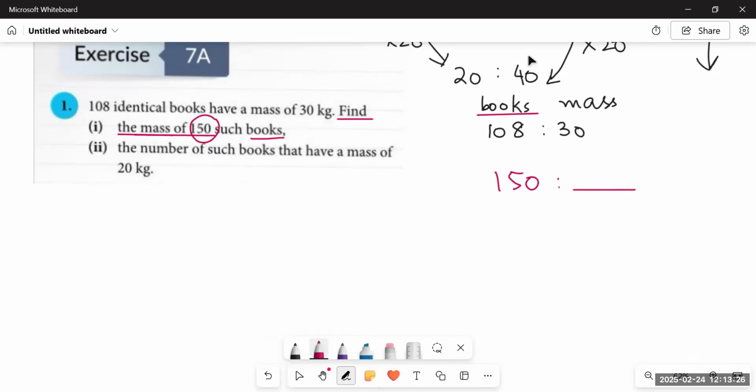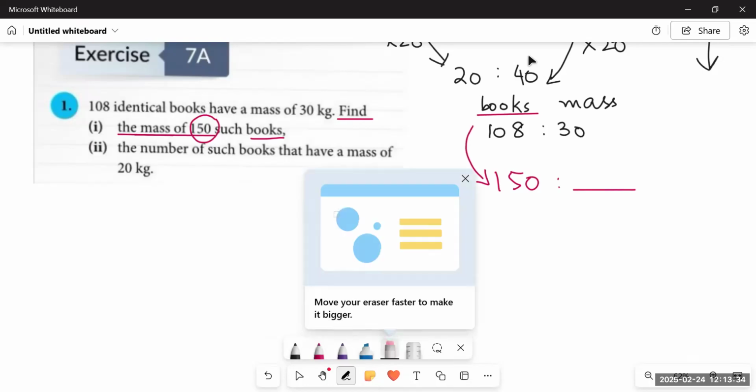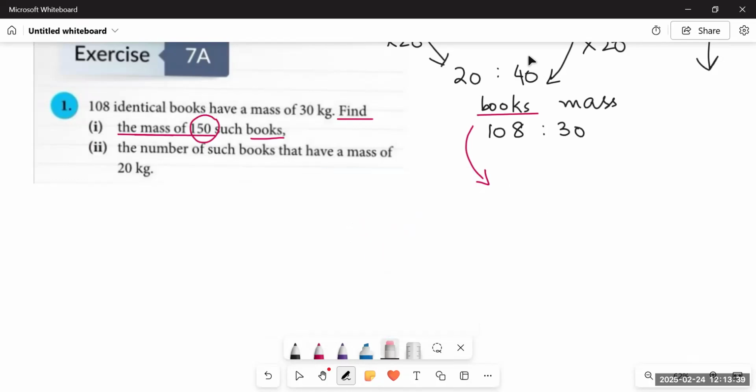But if we try to find out what's the relation between 108 and 150, we don't know what that is. So for that, what are we going to do? First, we are going to find out the ratio between books and its mass. How are we going to find it out? We have already learned that we can simplify the quantities to find the ratio. So it would be 108 upon 30. First, I'm going to write it in the form of fractions because ratios can be rephrased into fraction form.